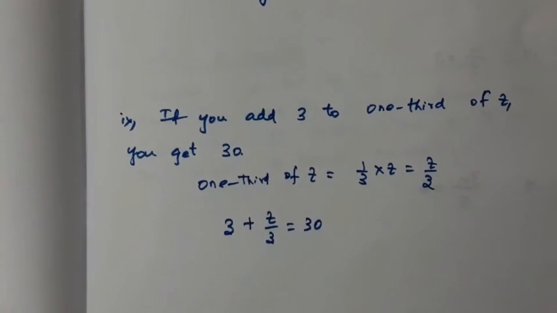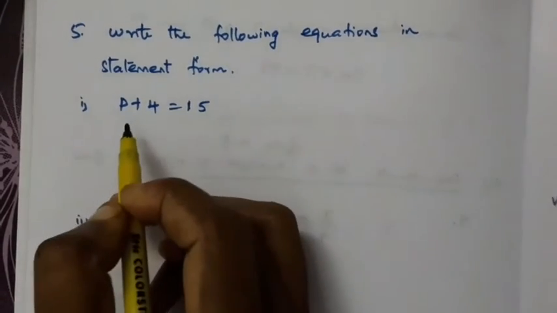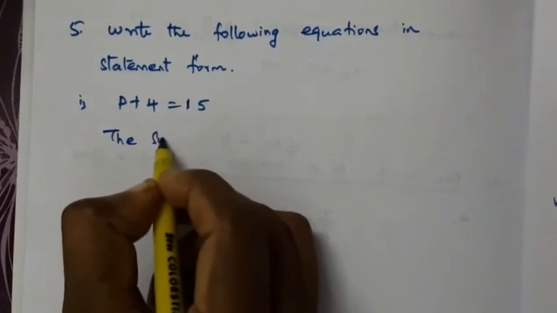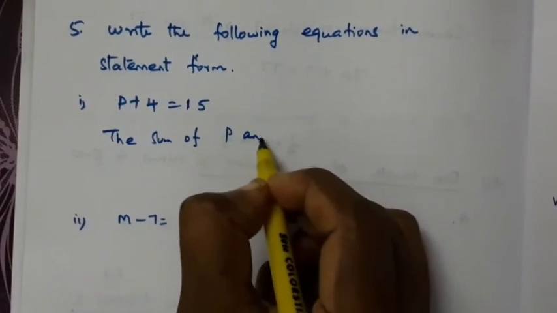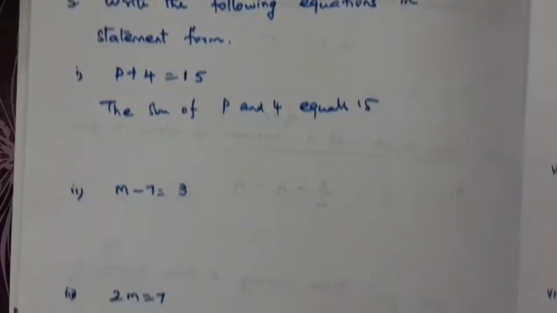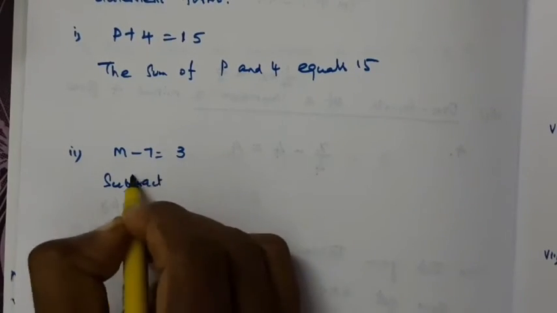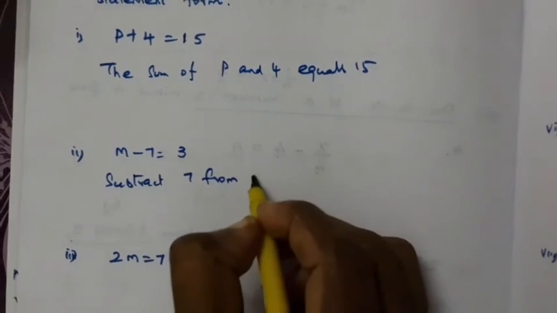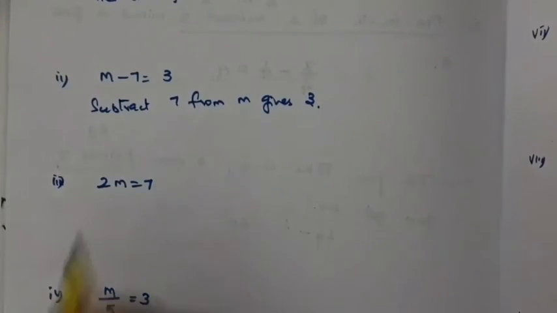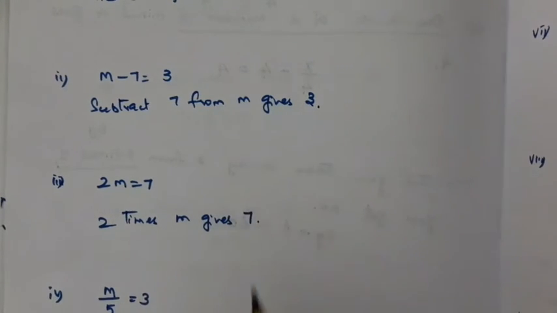This is the equation. Now what you are going to do, they have given equations, now we are going to write the statement for that. Here you can write add p to 4 gives 15, or the sum of p and 4 equals 15. Here m minus 7 gives 3. So subtract 7 from m gives 3. The next is, this is 2 times m. 2 times m gives 7.